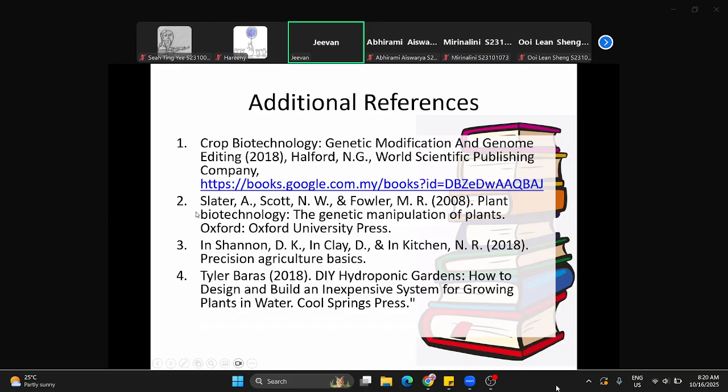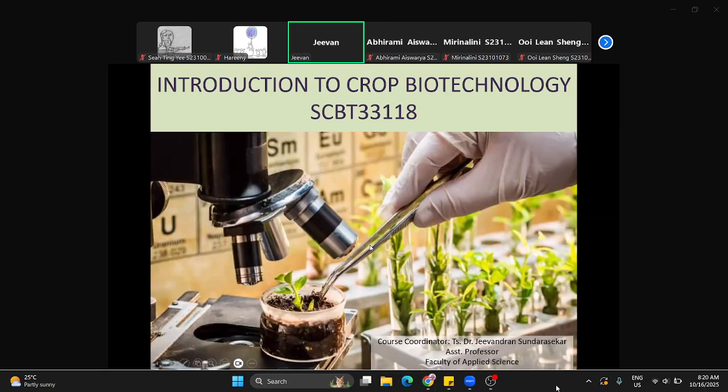Second, we have Slater, Scott, and Fowler, published in 2008. Their book is Plant Biotechnology: The Genetic Manipulation of Plants. Similarly, I've given here up to 4 additional references for you to cover. So having done that, meaning we have finished introducing the course synopsis, the course learning outcomes, the modes of assessment, and your references.